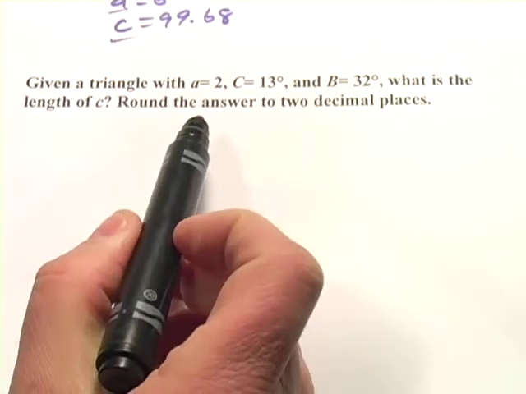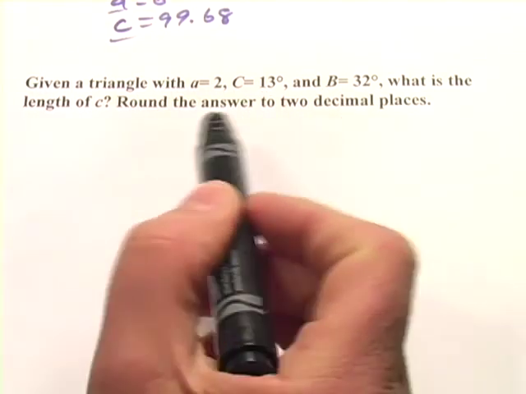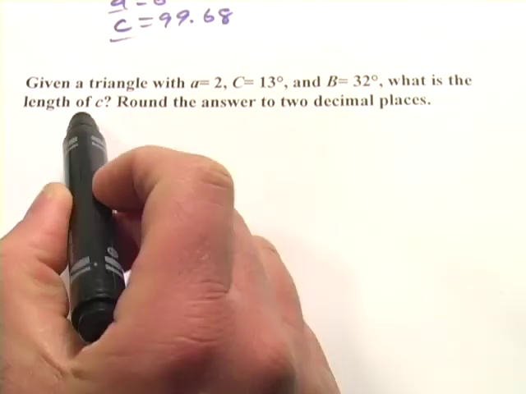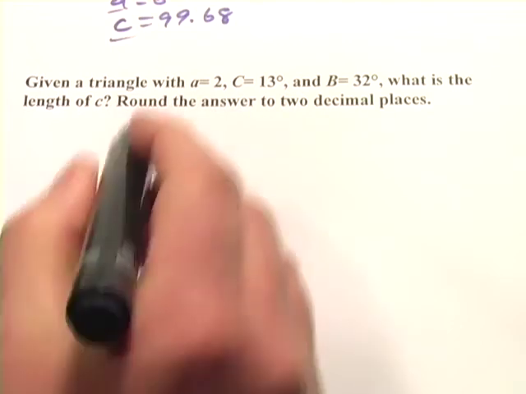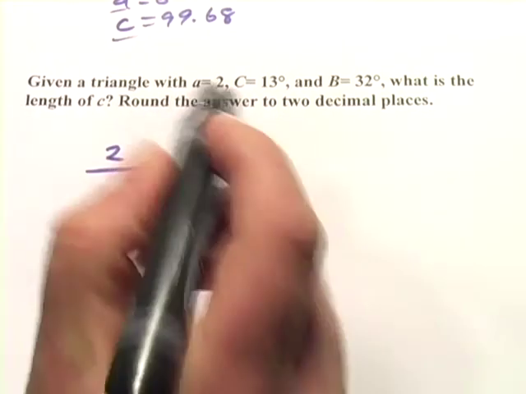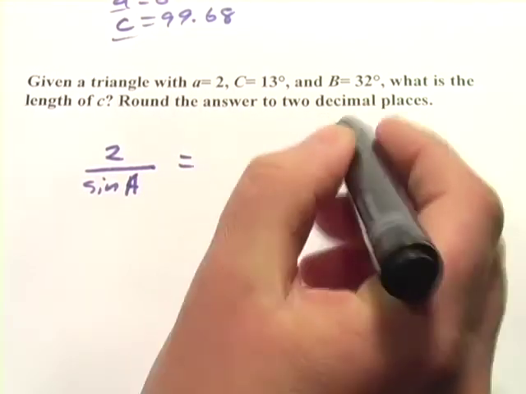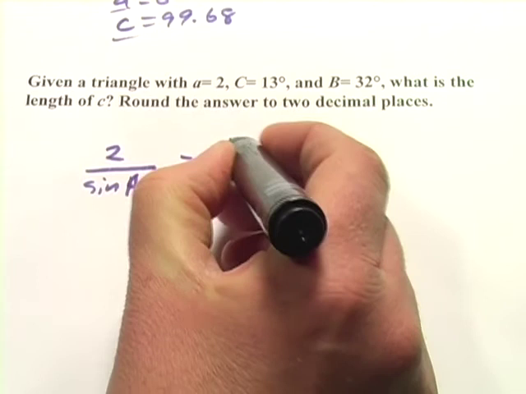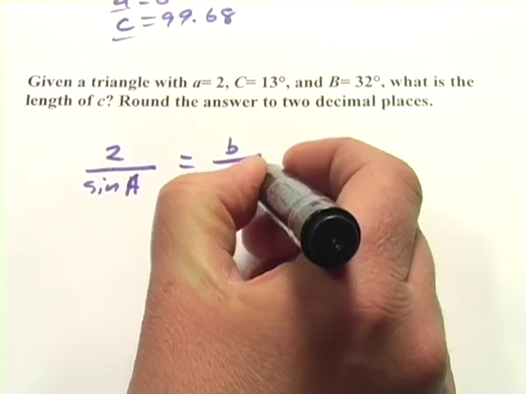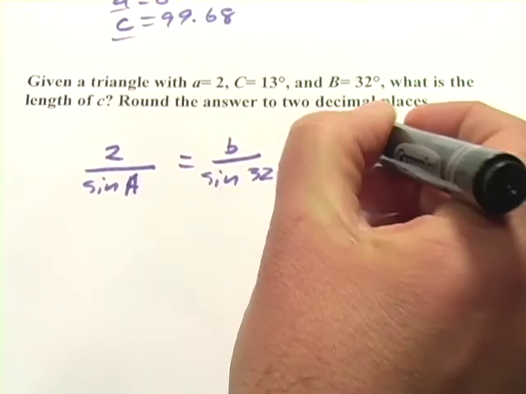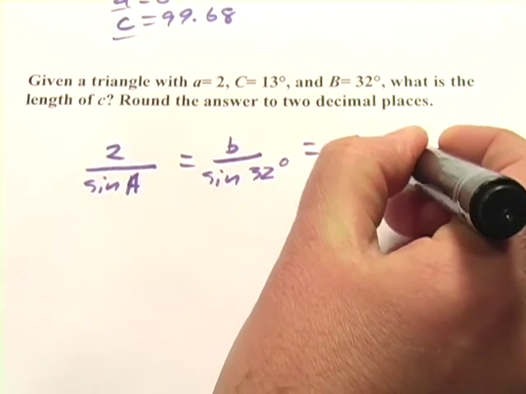This one says, given a triangle with A equals 2, C equals 13 degrees, B equals 32 degrees, what is the length of C? So we're trying to find the length of C. We don't have to solve the whole triangle, but we need to find C. So let's set up our law of sines here. We know side A is 2, and that would go over the sine of angle A. And B, we don't have the side, but we know that it's 32 degrees. And C, we don't have the length, we're trying to find that, but we know that's 13 degrees.